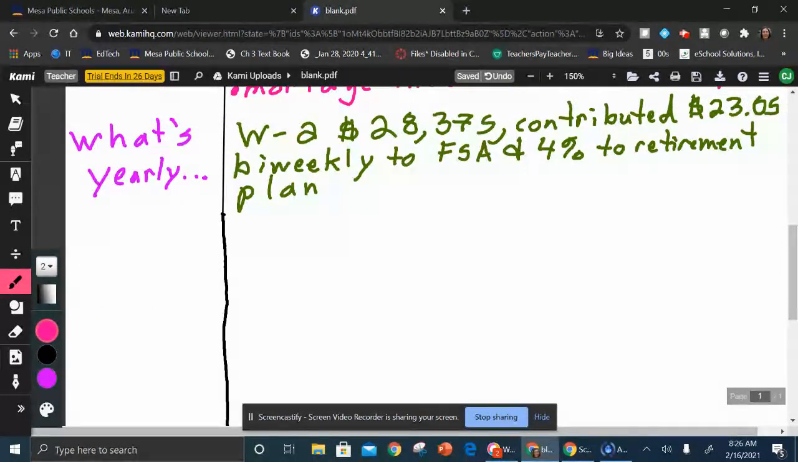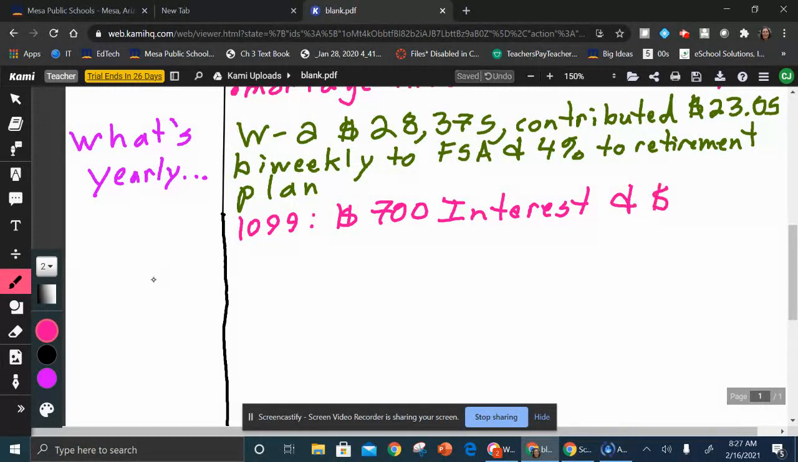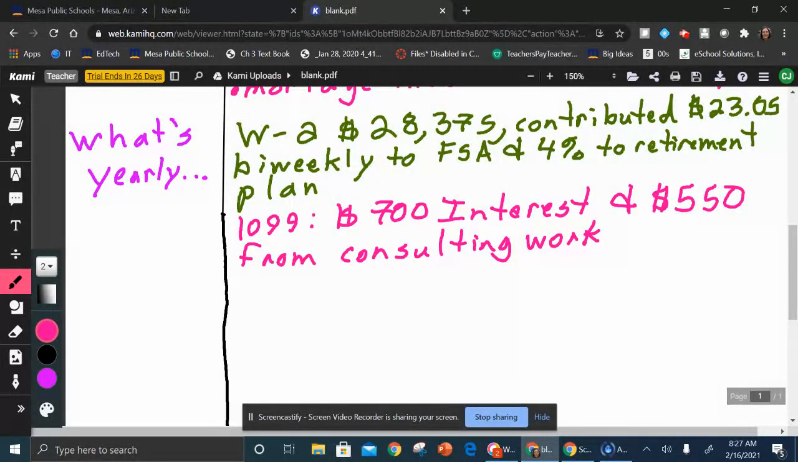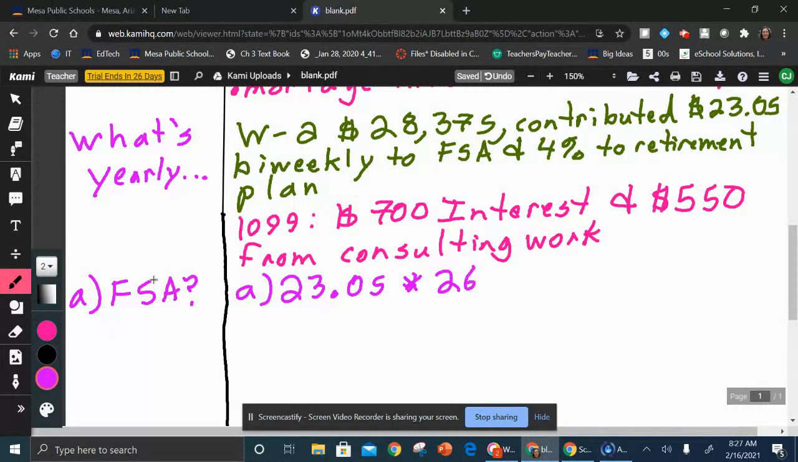Okay, so we got, and then on a 1099 form, you earn $700 in interest. And $550 from consulting work. Okay, so from your flexible spending account, okay, so that's going to be $23.55 times 26. Remember, bi-weekly means every other week. So you contributed $599.30.